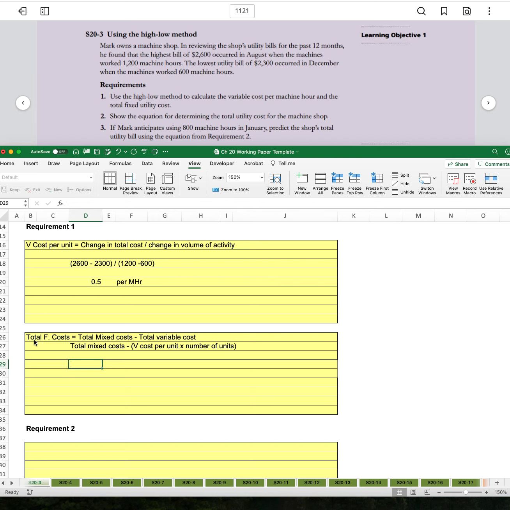So now we're going to just pick one, either the high or the low, to fill this in. So let's go ahead and use the high. So we have total mixed costs of 2,600 minus the variable cost per unit of 0.5 times the number of units for the high, which was 1,200.